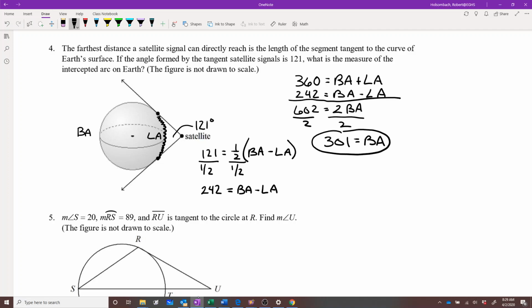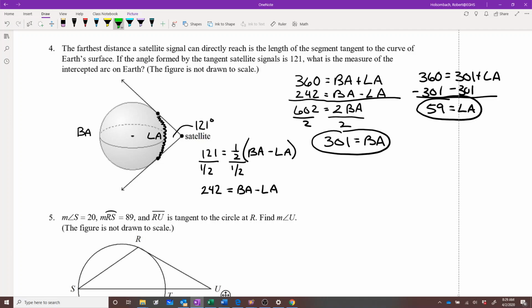And now we're going to take this 301 and substitute it. 360 equals 301 plus the little arc. So subtract 301. 59 is equal to your little arc. That was the question. So 59 degrees.